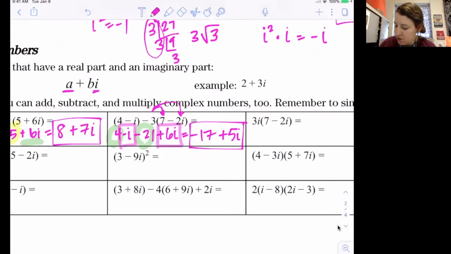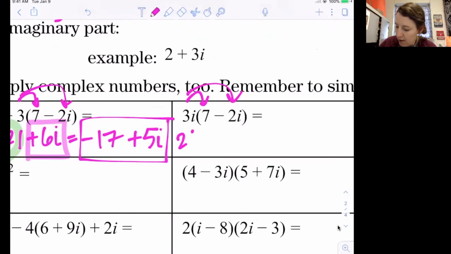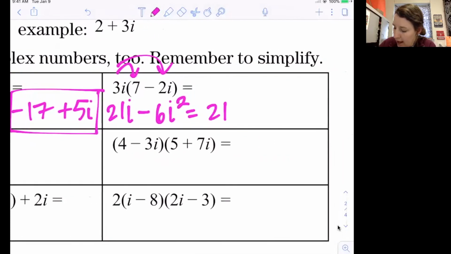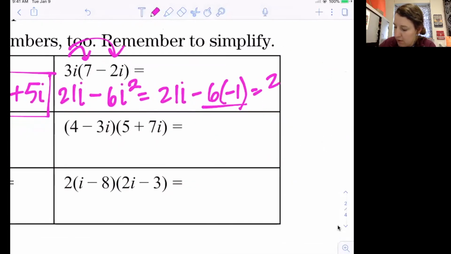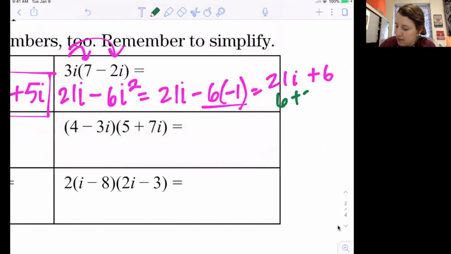Okay, this next piece, I'm distributing a 3i to everything. So I have 21i minus 6i squared. Remember, we can replace any i squared term with a negative 1. So this is really equal to 21i minus 6 times negative 1. 6 times negative 1 is a positive 6. So 21i plus 6. But remember, for our final answer, we want our 6 first. So this is going to be 6 plus 21i.